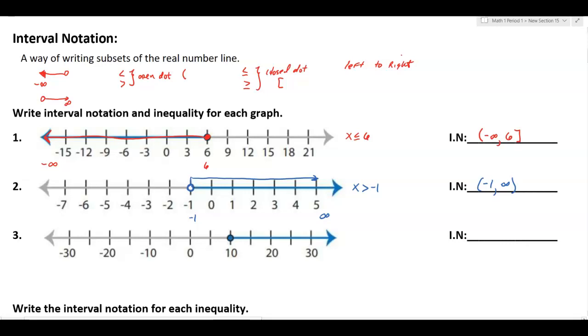Now the next one, if I look here, there's a closed dot on 10, and it's shaded to the right. That tells me the inequality would be x is greater than or equal to 10. With this in mind, we know the interval notation starts at positive 10 on the left, and it goes all the way to positive infinity on the right. Since it's a closed dot or equal to, we know it's a square bracket 10, and it goes to infinity, and it's a round parentheses. It's very important to know and understand that we write this from left to right.